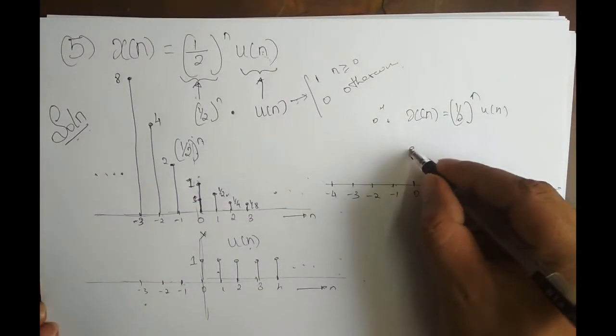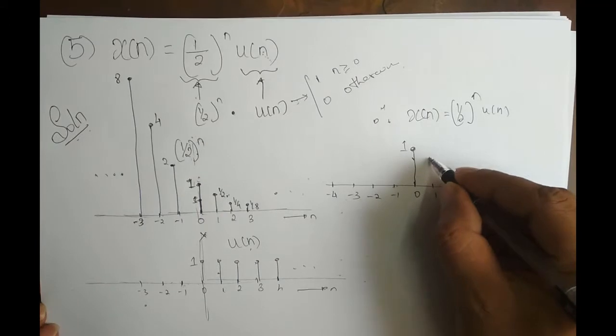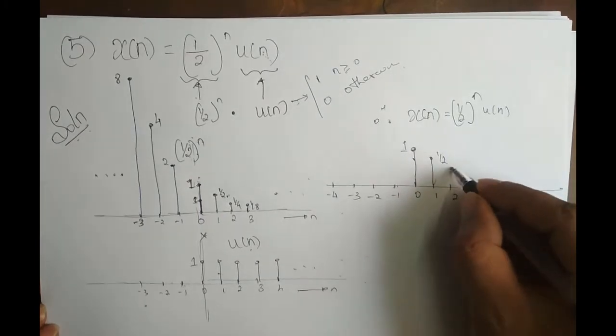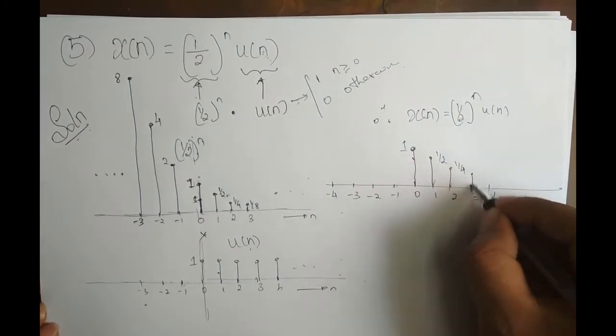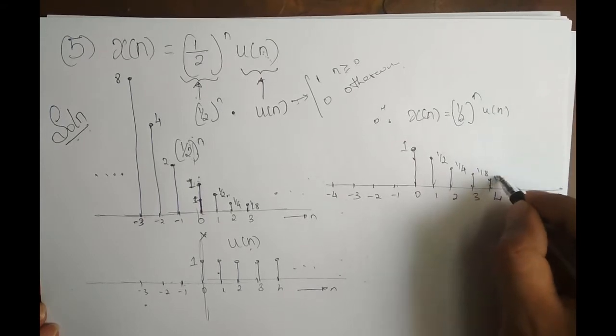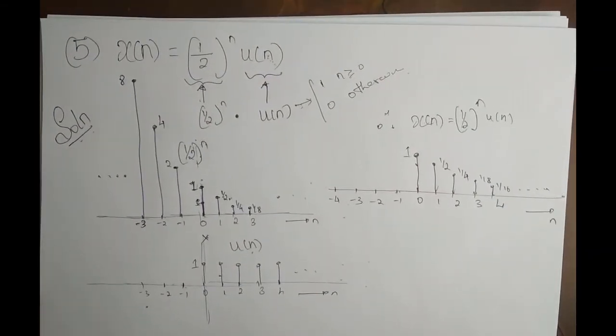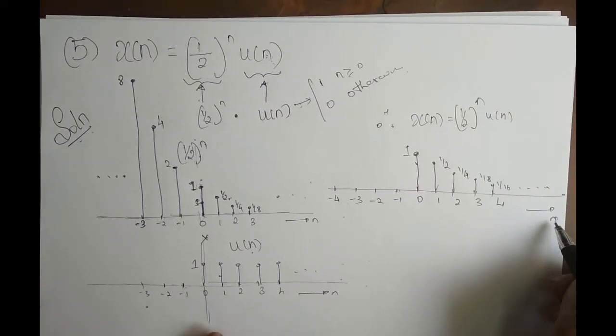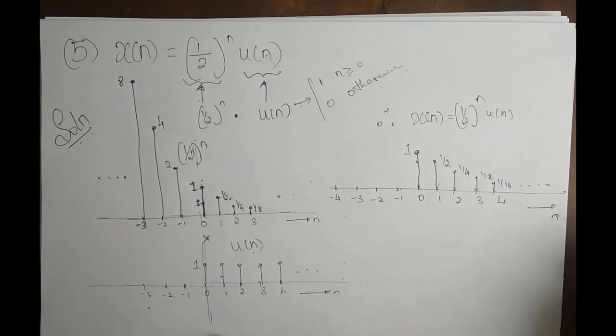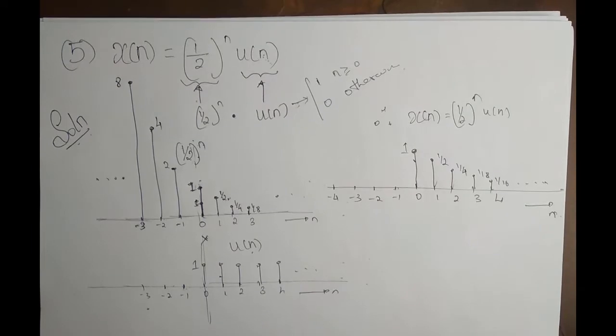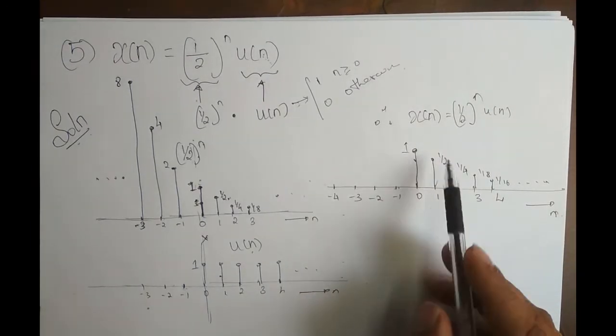So it is 1 here. At n equal to 1, it is 1 by 2. At n equal to 2, it is 1 by 4. At n equal to 3, it is 1 by 8. At n equal to 4, it is 1 by 16, and this goes on. At n equal to infinity, the sample goes to 0. Now this is our x of n signal.